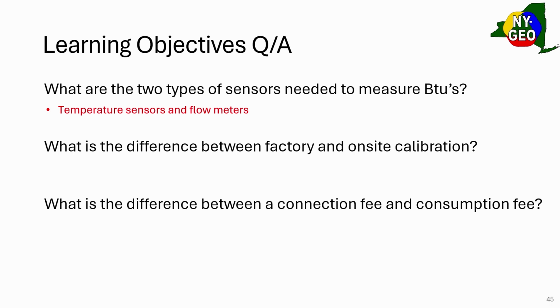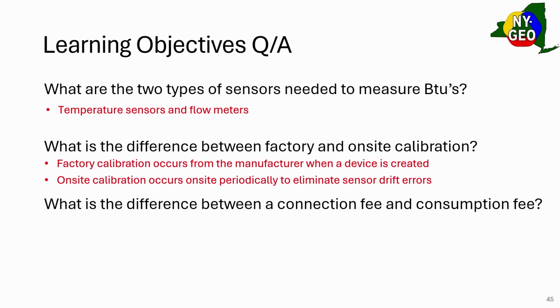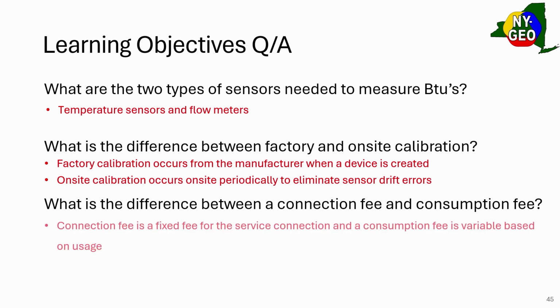What is the difference between factory and on-site calibration? It's kind of in the name. Yeah. So factory calibration occurs from the manufacturer, and on-site calibration occurs on-site. Last one, what is the difference between a connection fee and consumption fee? Yeah, connection fee is a fixed fee for the service connection, and a consumption fee is variable based on usage.